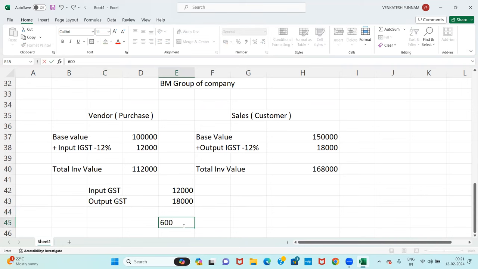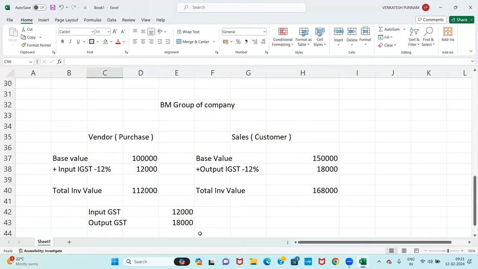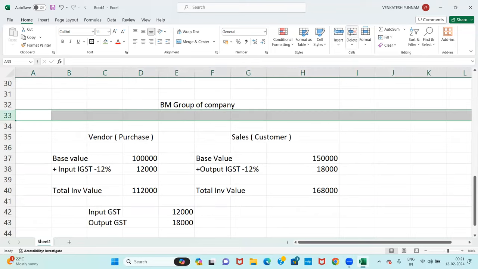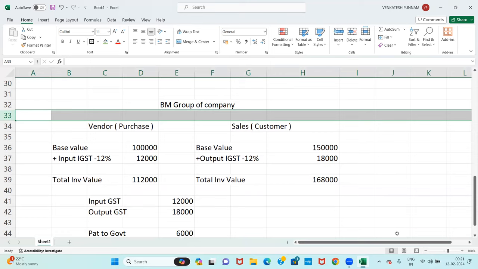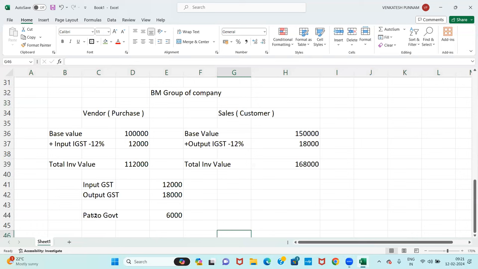6,000. So these 6,000 have to be paid to the government. How can we pay the government? This value. Very simple, everyone. Output GST minus input GST. The remaining amount, we need to pay the government.